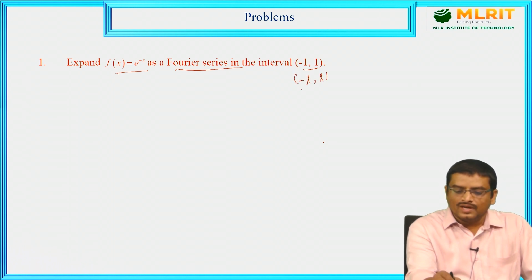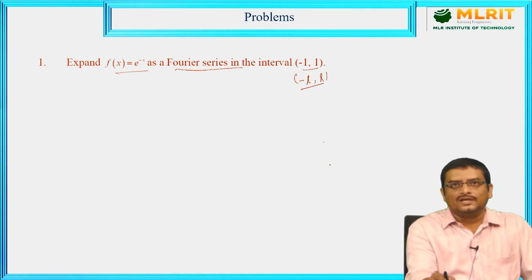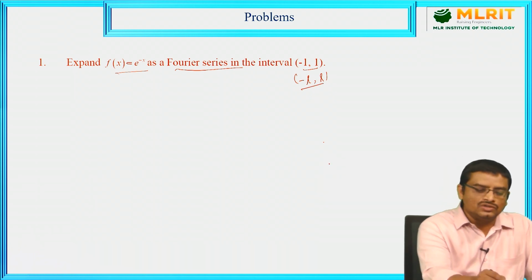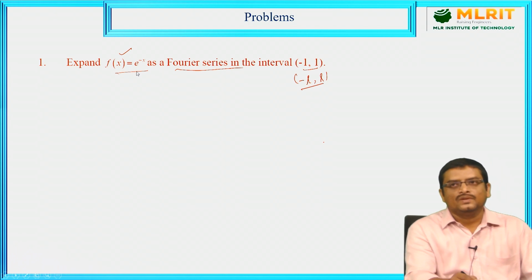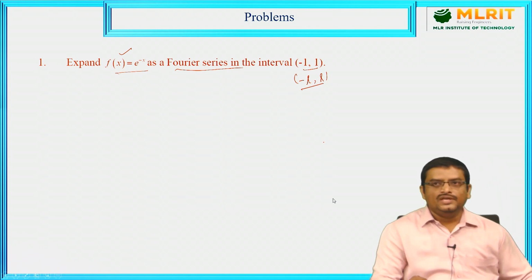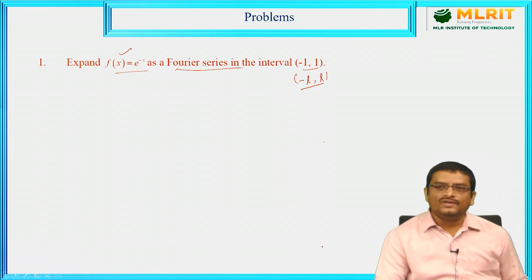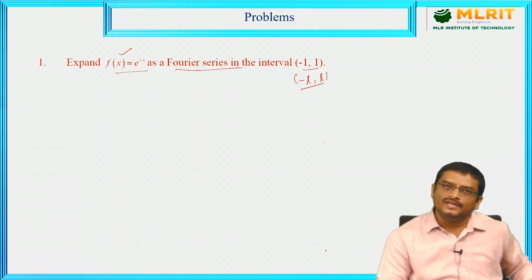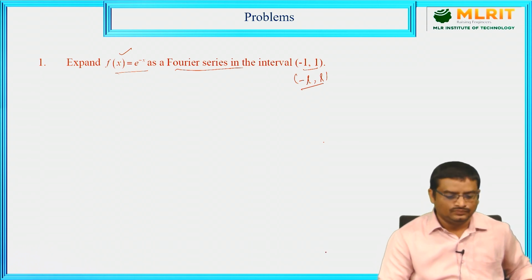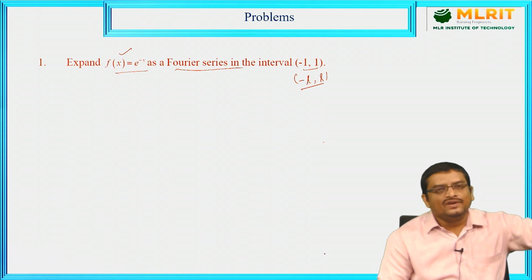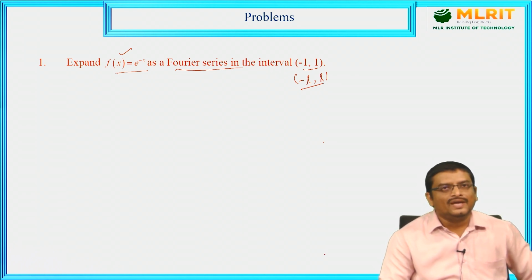Whenever we have the interval in the form of minus L comma L, we have to concentrate on the function f of x and check whether that f of x is an even function, an odd function, or neither even nor odd. By using the definitions of even and odd functions, we can decide whether the given function is even, odd, or neither even nor odd.